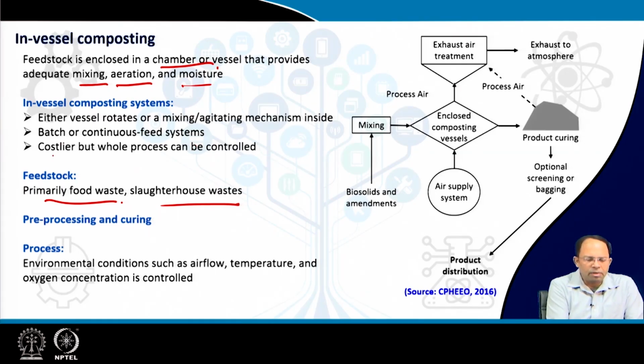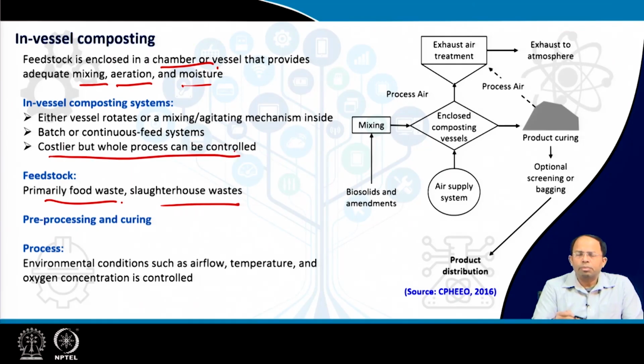So definitely it's a costlier system, but the benefit is that all the things like temperature, airflow and oxygen concentration, all these parameters could be controlled to our desired levels, right? That will ensure what sort of final compost will come out. So it's costly, but at the same time we can achieve the desired quality of the compost by varying the different parameters of the composting process.